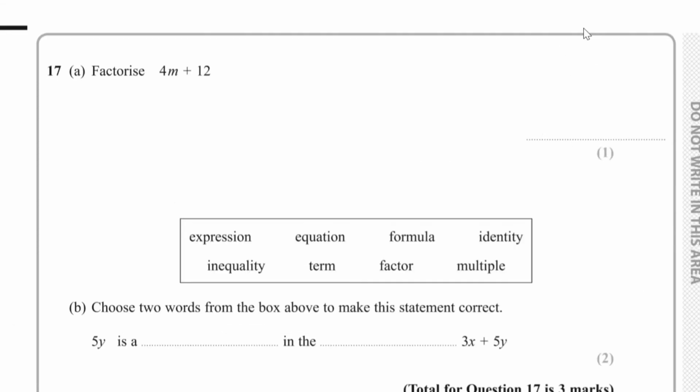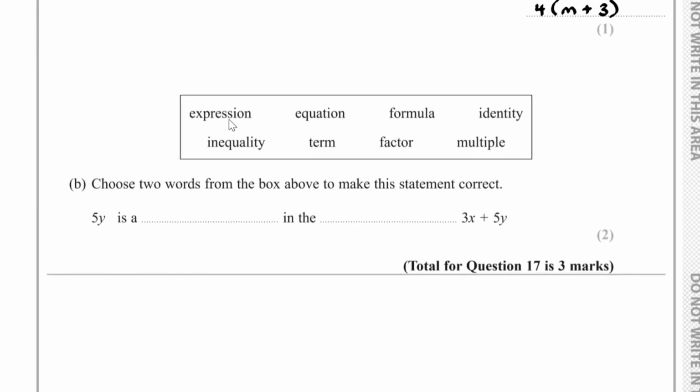Question number 17, we have to factorize 4m plus 12. Well, what's common to both the 4 and the 12 is a 4. So 4 goes on the outside, and then inside we would have m plus 3. Next, we have to choose 2 words from the box above to make the statement correct. Well, 5y is a something in the something 3x plus 5y. The 3x plus 5y is an expression. An expression is made up of different terms, and therefore 5y is a term.